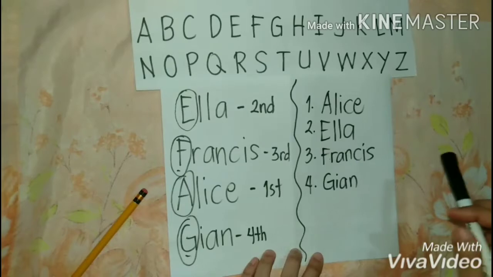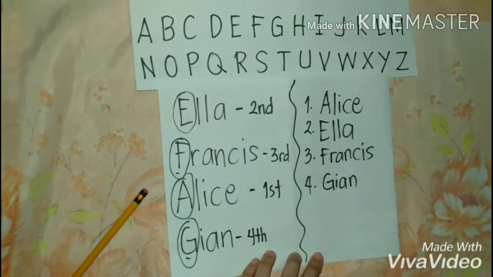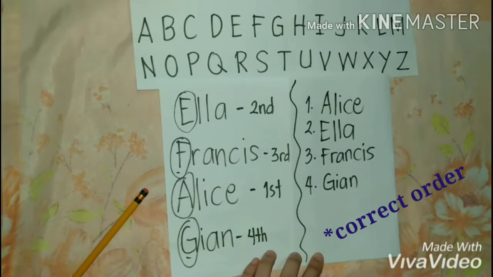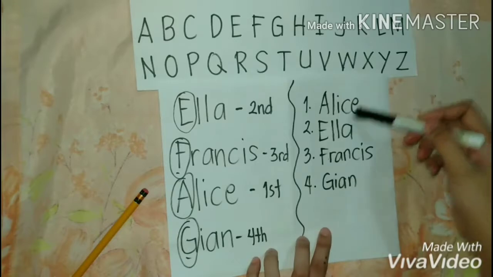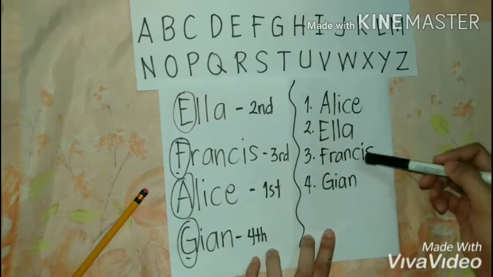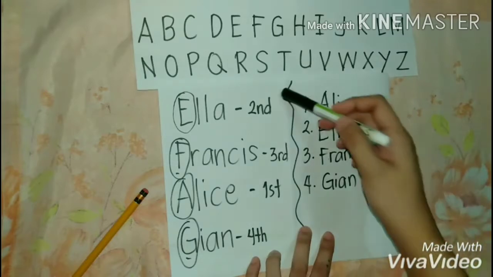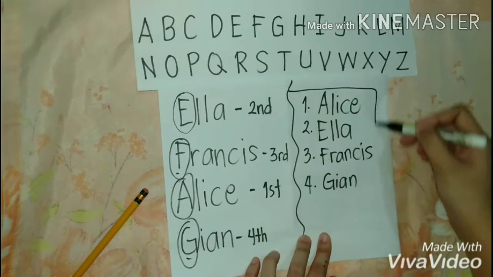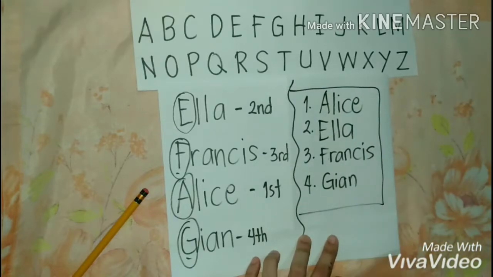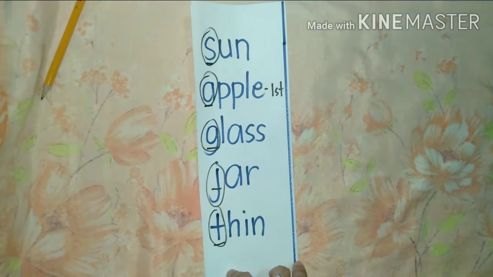So if you are going to rewrite these names according to the correct arrangement, the result will be Alice in the first place, Ella in the second, Francis in the third, and fourth, Gian. So the correct arrangement will be this. And that's it. Focus on what letter comes first and what letters come after.